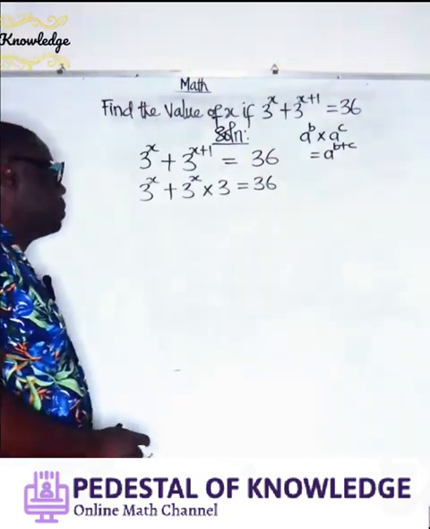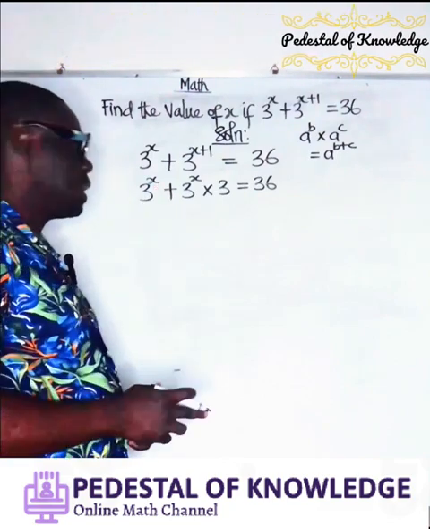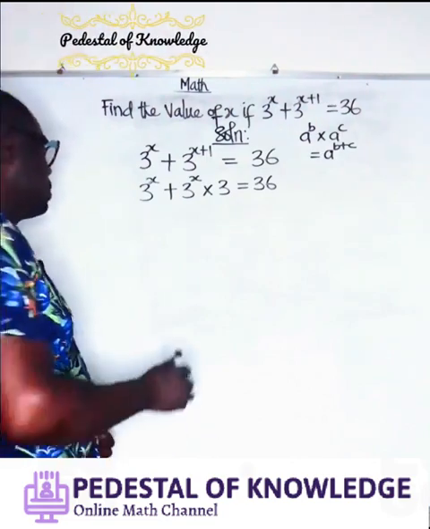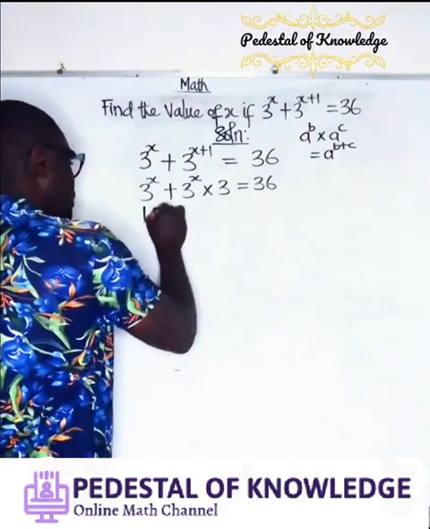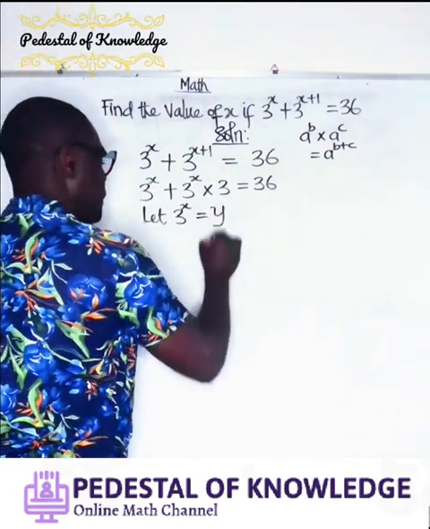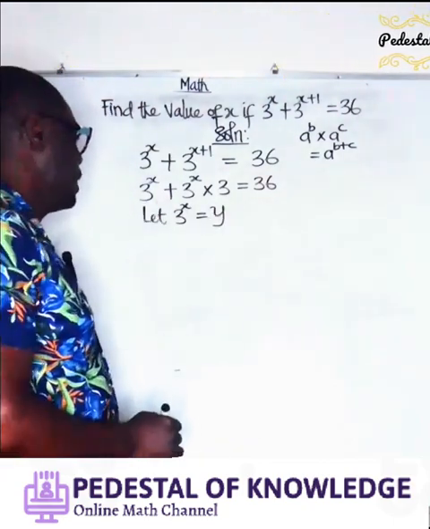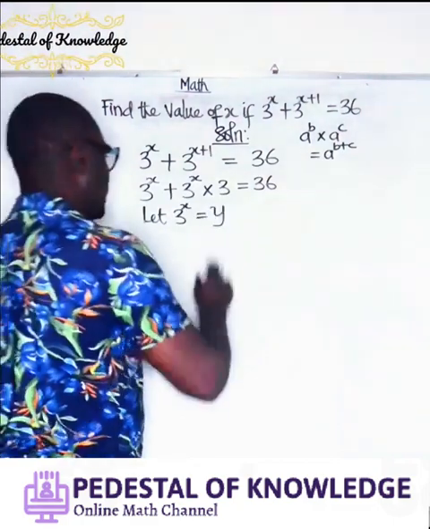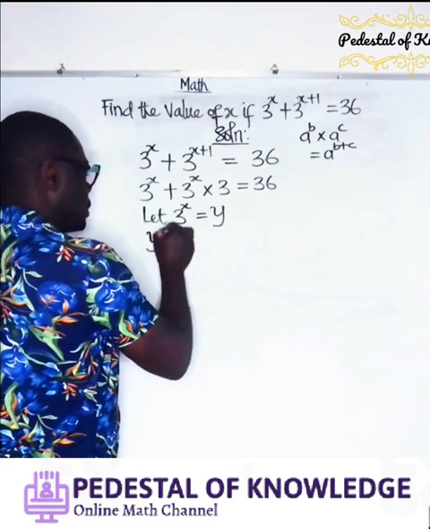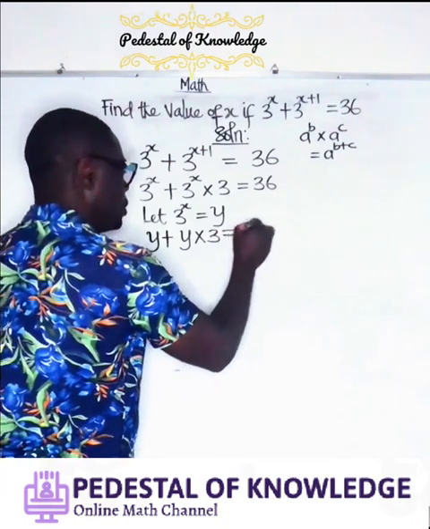So now we are going to play some gimmicks here by letting 3 raised to power x be equal to an arbitrary constant, so that we can easily solve the problem. So we now say let 3 raised to power x be equal to y. So that means we go back to this very equation and replace 3 raised to power x with y. And this equation now becomes y plus y times 3 is equal to 36.